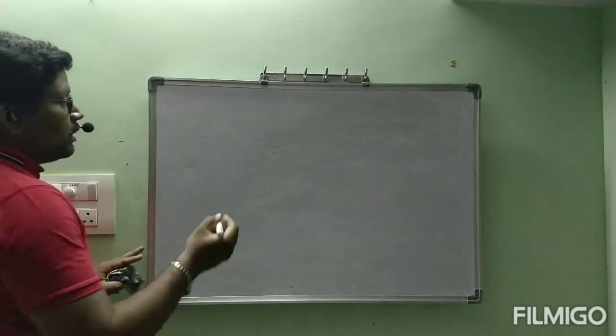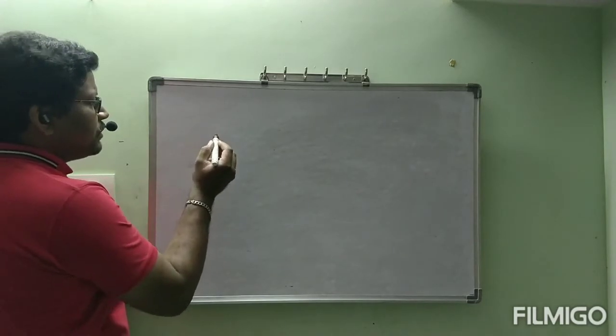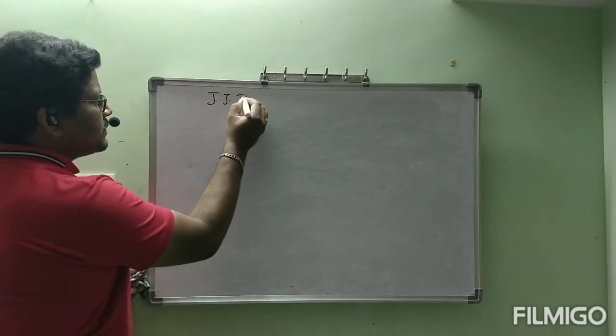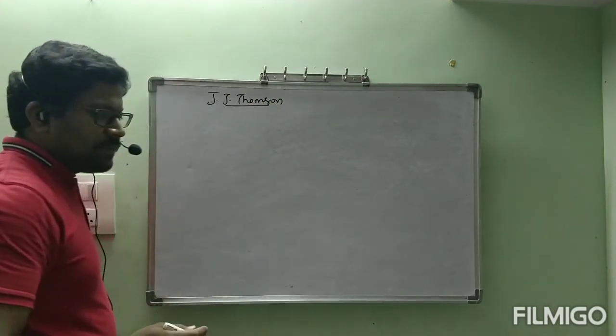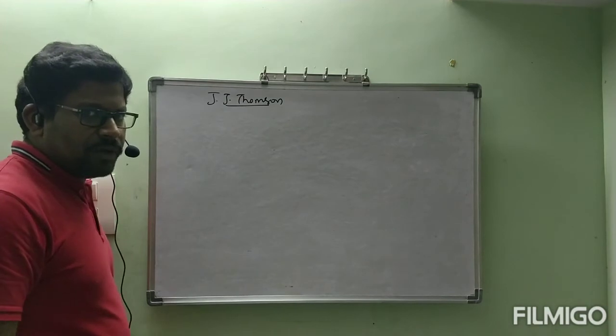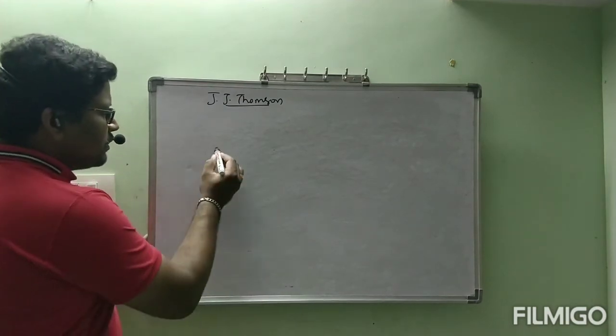Okay, see, the calculation of the e/m ratio was done by J. J. Thomson using a separate piece of equipment. That equipment I am going to draw. Let us see.